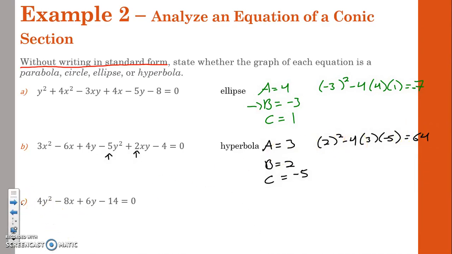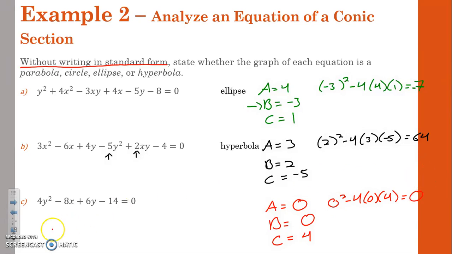Since my discriminant is positive, if you look back at your chart, that means this has to be a hyperbola. And last but not least, again, identify a, b, and c. In this case, a is 0 because there's no x squared term. B is 0. There's no xy term. And c, the coefficient of y squared, is 4. My discriminant is 0 squared minus 4 times 0 times 4, which just gives me 0. So this has to be a parabola because my discriminant is equal to 0.